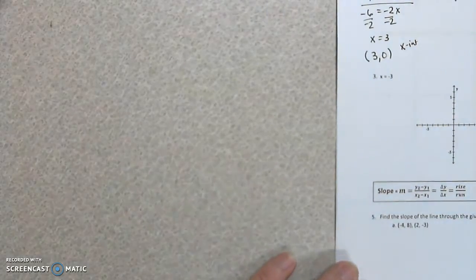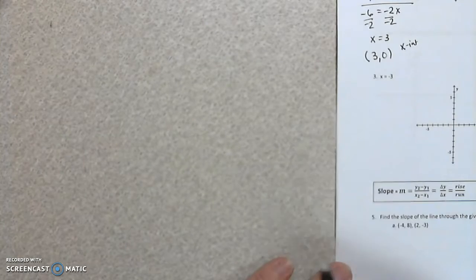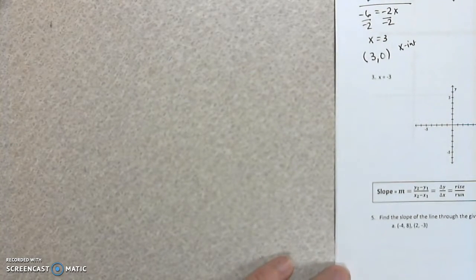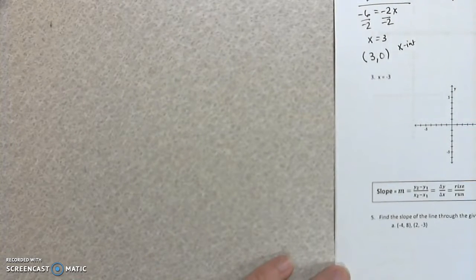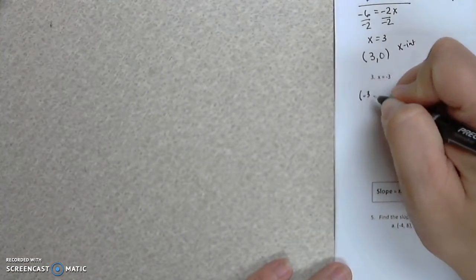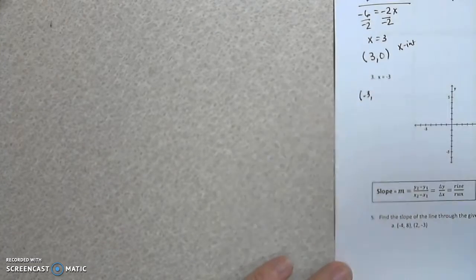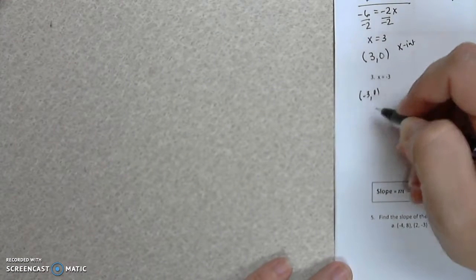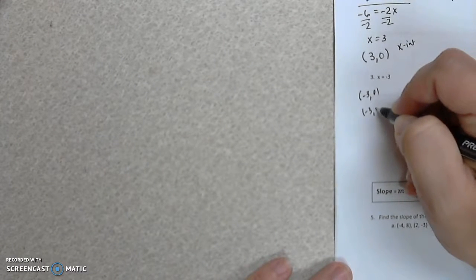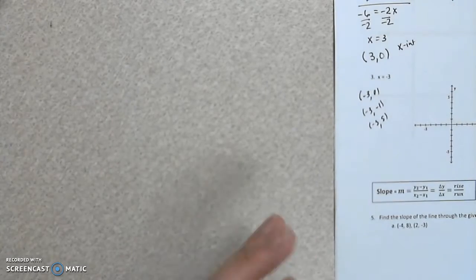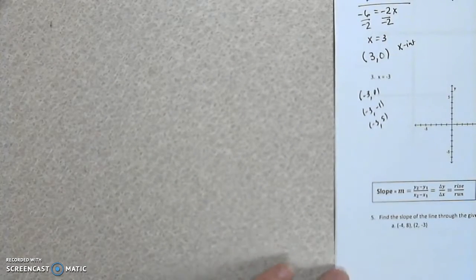Alright, looking at the next one, this one says x equals -3. And so that means it doesn't matter what value I pick for y, x is always going to be -3. So if I went through and picked coordinates, x would be -3, and I could pick anything I wanted for y. I could pick (-3, 0), (-3, -1), (-3, 5). It doesn't matter.